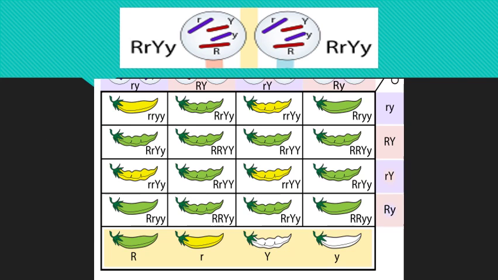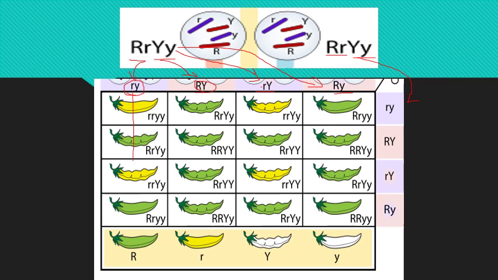So as you can see here, we've got the R and the Y, and the R and the Y here. And so when we're doing independent assortment, we're assuming that this can produce 4 different types of gametes, as seen here. So you can have your 2 recessive together, which is the first one. You can have your 2 dominants, and then you can have a mix of heterozygotes. So 1 dominant, 1 recessive trait. Same on this side. And then you cross them like you normally do.